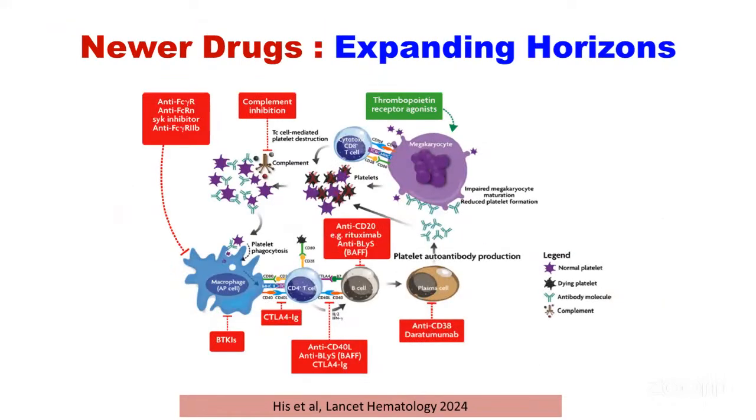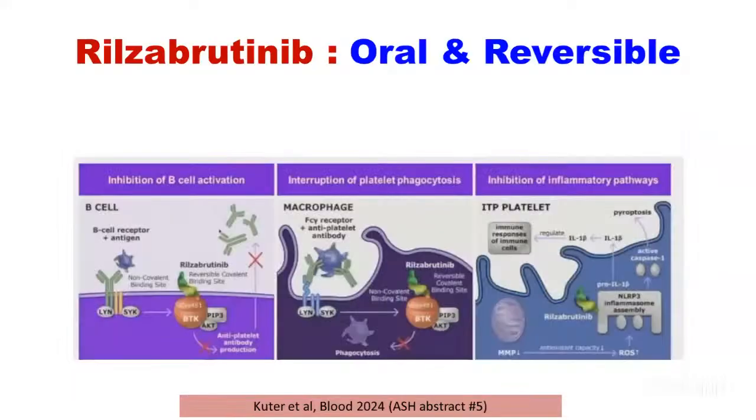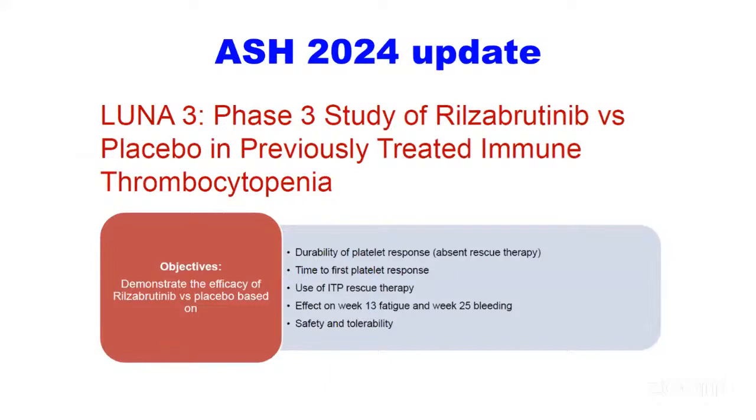There are new drugs in the expanding horizon. These are the newer drugs like efgartigimod, and other drugs like lanalumab, as well as povetacicept, rilzabrutinib, and justilumab. Rilzabrutinib is an oral and reversible therapy. They are basically drugs which inhibit B cell activation, and they act on the macrophages as well. So these are the trials.